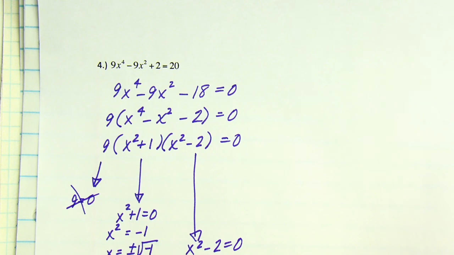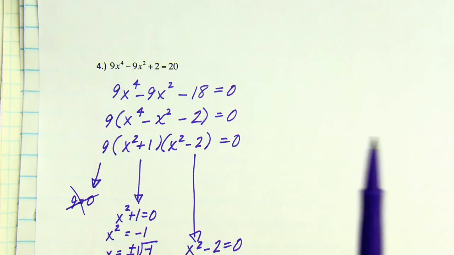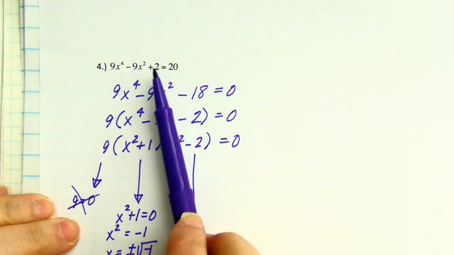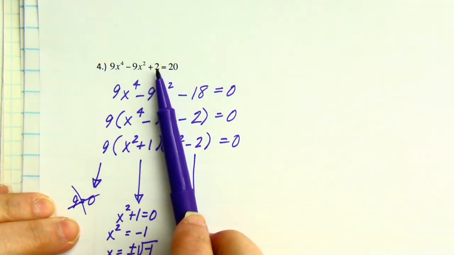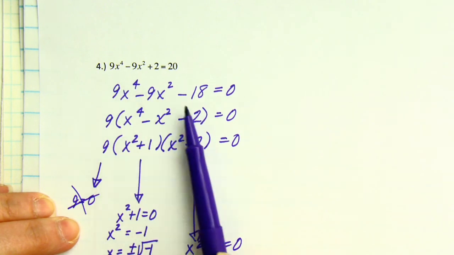All right, hopefully you tried this problem on your own. You should have known that you had to make it equal to 0 first, so take the 20 over. But notice this was a constant term, so you have to combine those two constant terms. You get 9x to the power of 4 minus 9x squared minus 18 equals 0.